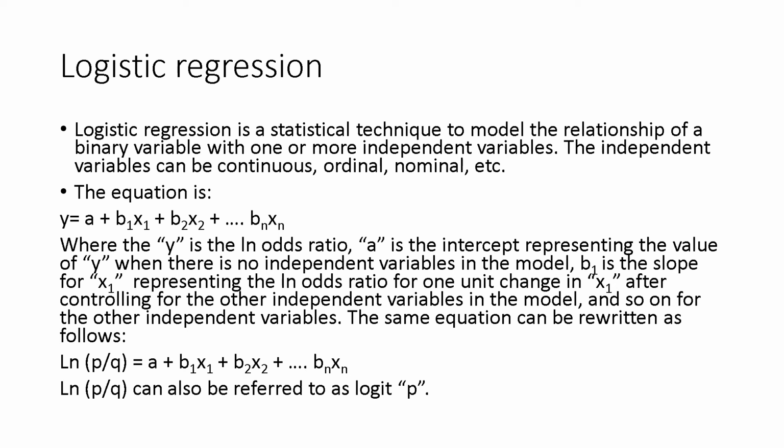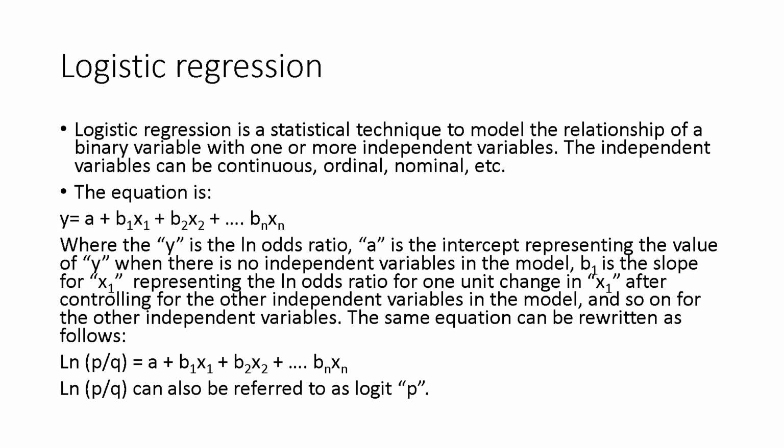The general equation is y equals alpha plus b1x1 plus b2x2 plus bnxn, where the y is the ln odds ratio. Alpha is the intercept representing the value of y when there are no independent variables in the model. B1 is the slope for x1, representing the ln odds ratio for 1 unit change in x1 after controlling for the other independent variables in the model, and so on for the other independent variables.